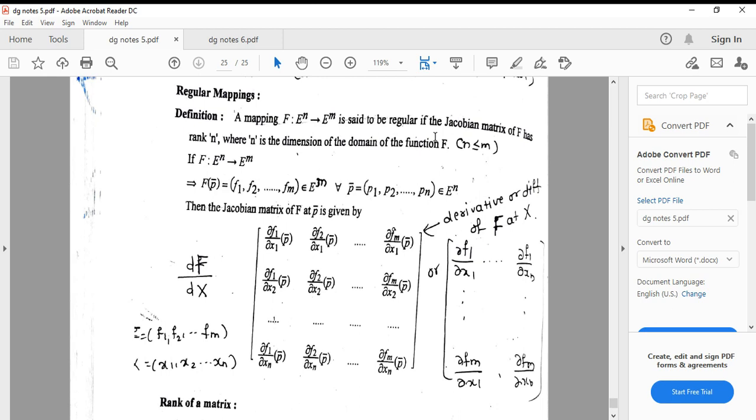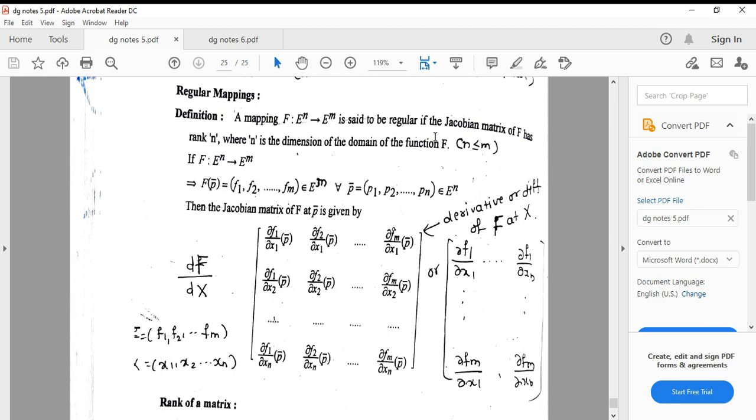Here also, the mapping X goes from D to E3 space. What is D? D is any subset of E2 space. When I say X is a regular map, it has a Jacobian matrix of rank 2. Why 2? Because D is a subset of E2 space, where n is the dimension of the domain space. So mapping X is said to be regular if the rank of the Jacobian matrix is equal to the dimension of the domain.